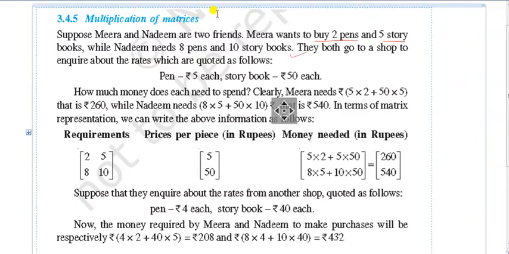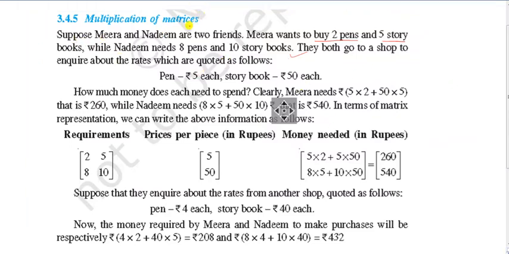Here, multiplication of matrices. Let me start with a practical example. The example says, suppose Meera and Nadim are two friends. Meera wants to buy 2 pens and 5 storybooks, and Nadim needs 8 pens and 10 storybooks. They both go to a shop, and it was found that one pen costs rupees 5 and one storybook costs rupees 50. Now the question is, how much money does each need to spend?